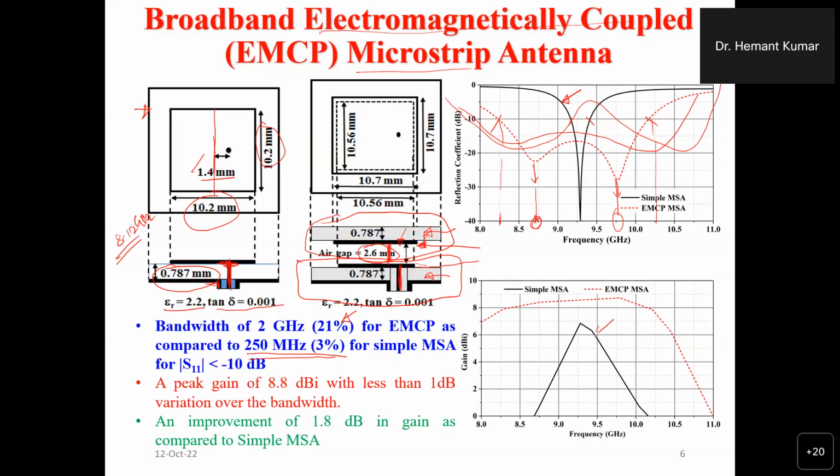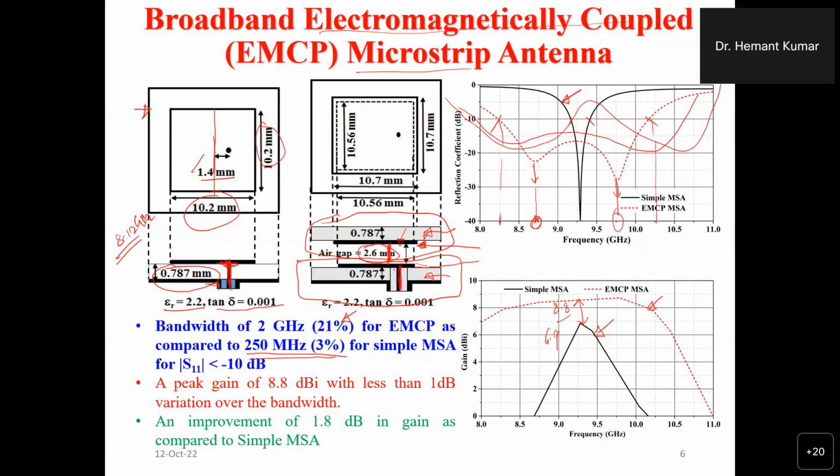This is the gain plot for a microstrip antenna where we have used only one active patch, and this is the gain plot for the EMCP microstrip antenna. The gain difference is approximately 2 dB improvement compared to the peak value. In the simple microstrip antenna, the gain is around 6.9 dB, and in this case we are getting 8.88. So basically there is an improvement of 1.9 to 2 dB in the gain as well.